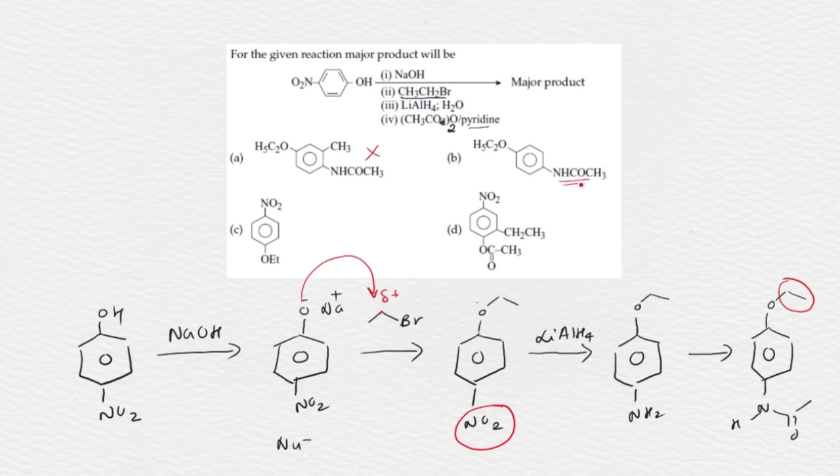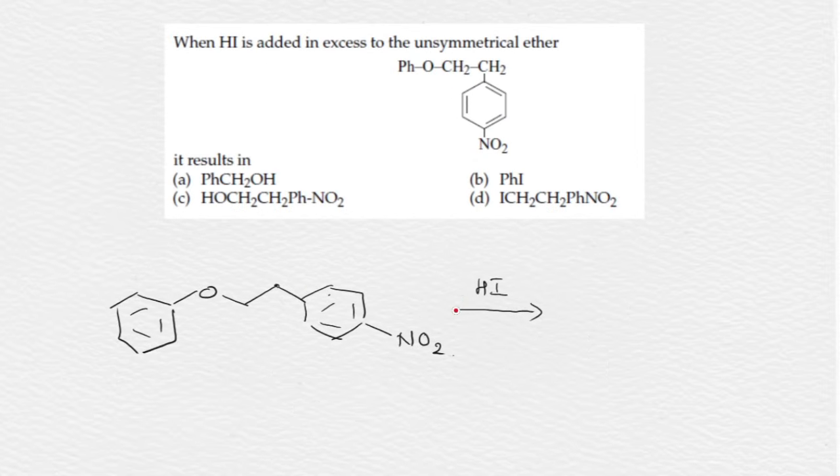And what about here? We have the acetylation product. Therefore, the final answer is option B. The next question is based on the reaction of the given unsymmetrical ether with the hydroiodic acid. This is one of the most frequently asked concepts in the exam.